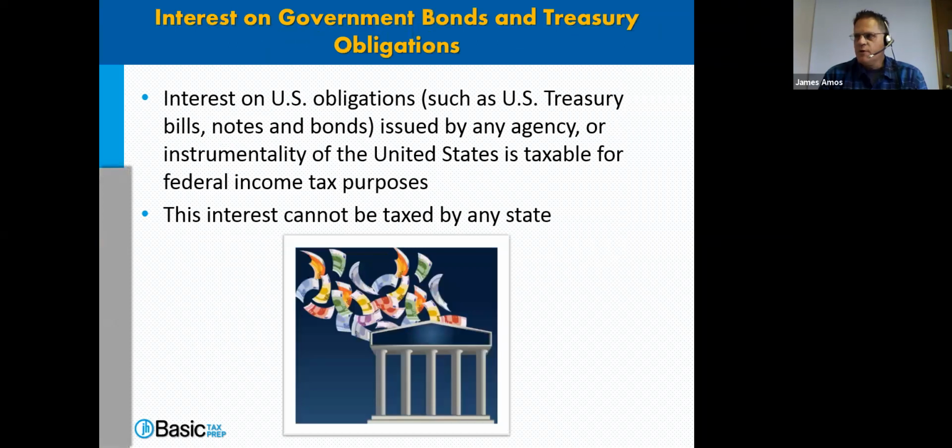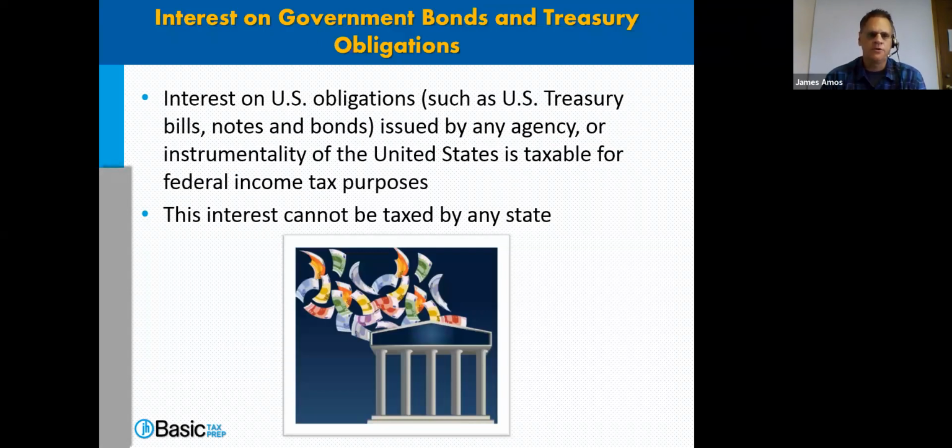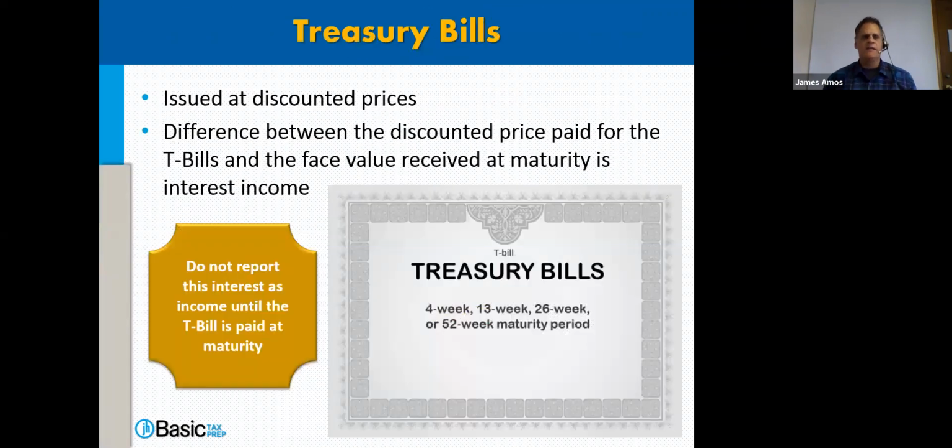So what about interest that you earn on government bonds and treasury obligations? Well, interest on U.S. obligations such as U.S. Treasury bills, bonds, and notes issued by an agency or somebody on behalf of the United States, that interest you earn is going to be taxable by the IRS. However, there's a law that says states cannot tax U.S. obligations. What are U.S. obligations? U.S. obligations specifically are U.S. Treasury bills, notes, and bonds, and we'll talk a little bit about that in a minute.